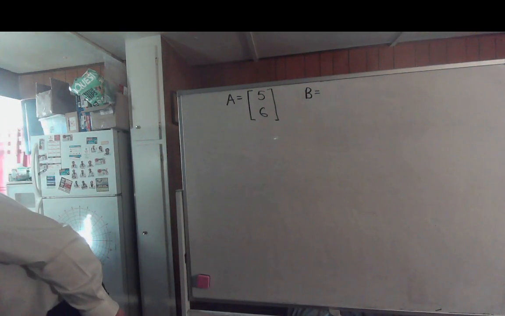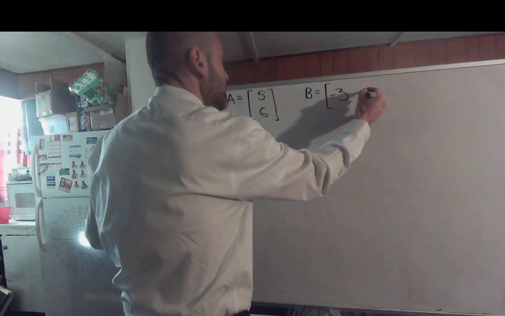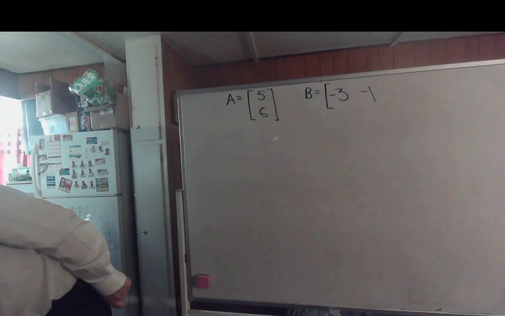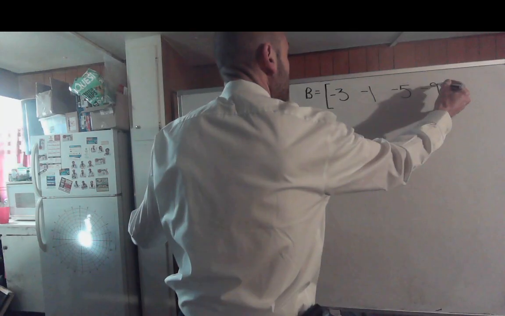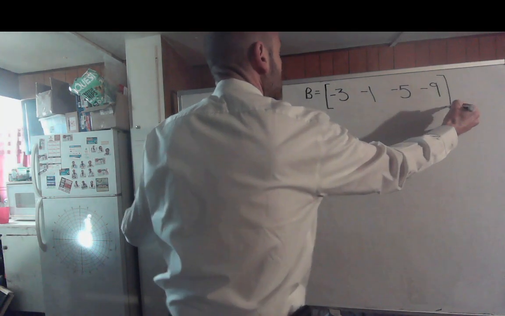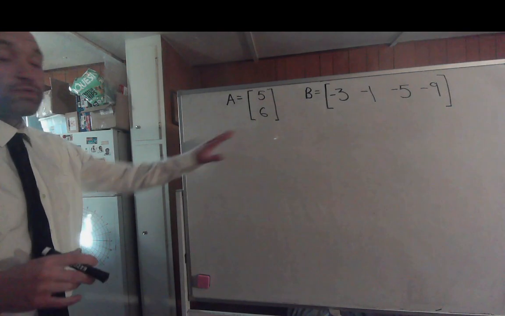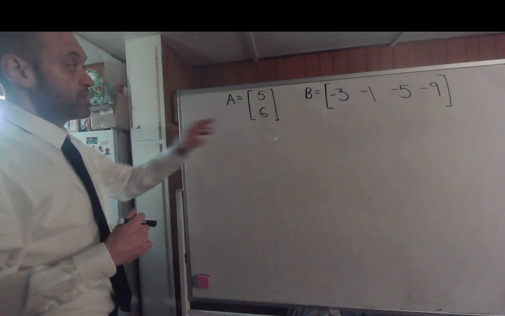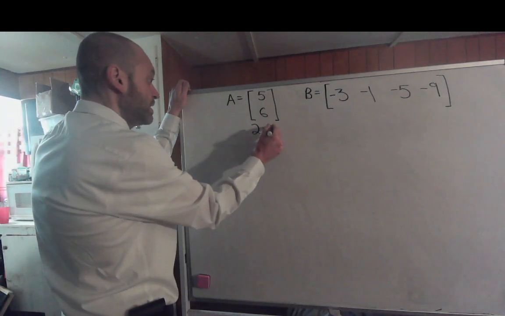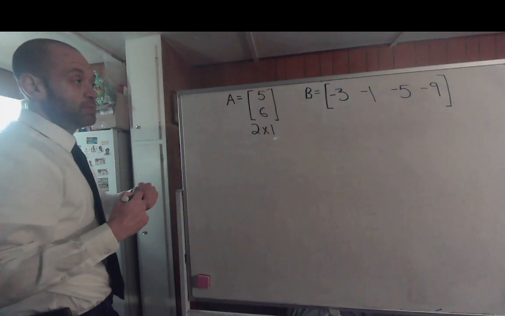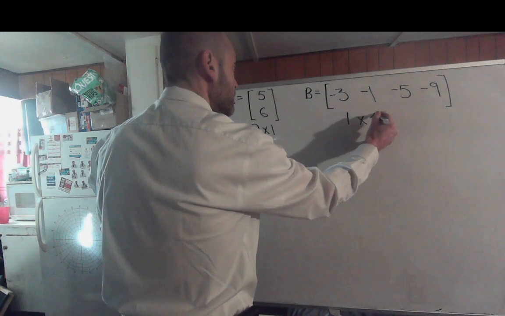Matrix B, let's see, negative 3, negative 1, negative 5, negative 9. Alright, well, let's determine the order of these matrices first. Matrix A has 2 rows and 1 column, so matrix A is a 2 by 1 matrix. Matrix B has 1 row but 4 columns, so this would be a 1 by 4 matrix.